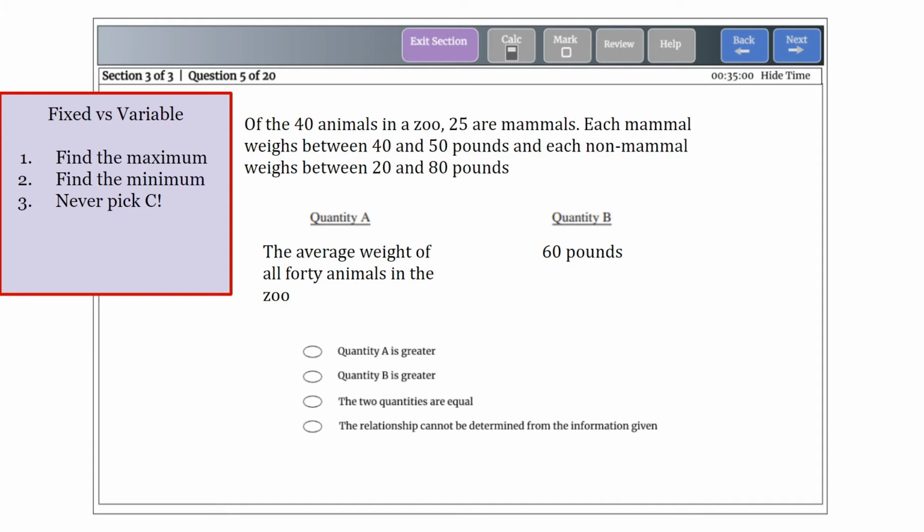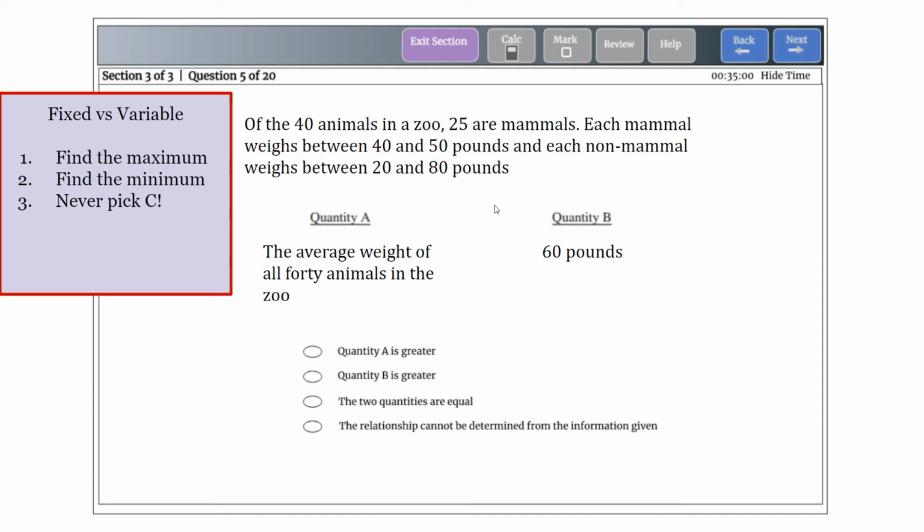So with this question here, the first thing that stands out to me, right, is that quantity B is a fixed value. It's just 60 pounds, whereas quantity A says the average weight of all 40 animals in the zoo. Now you might be thinking, okay, average weight, that's just got to be one number. However, in this case, we aren't told what the animals weigh exactly. We just know that each of the animals has a range of weights. And so here we are looking at specifically a fixed value versus a variable value.